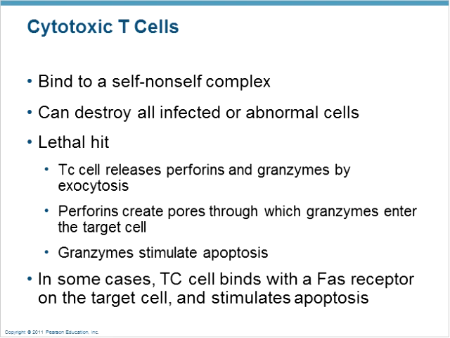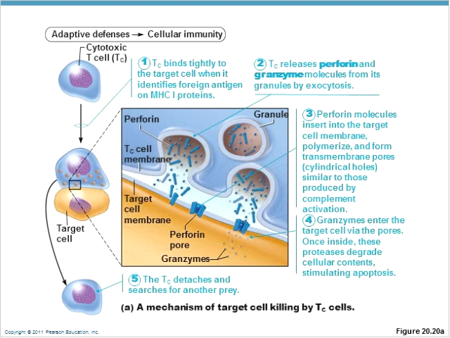TC cells bind to a non-self complex that can destroy all infected or abnormal cells. They provide a lethal hit, and that's where the TC cell releases perforins and granzymes by exocytosis. It releases those through its cell membrane. Perforins create pores through which granzymes enter the target cell, and granzymes stimulate cell suicide or apoptosis. In some cases, TC cells bind with the FAS receptor on the target cell and stimulate apoptosis that way.